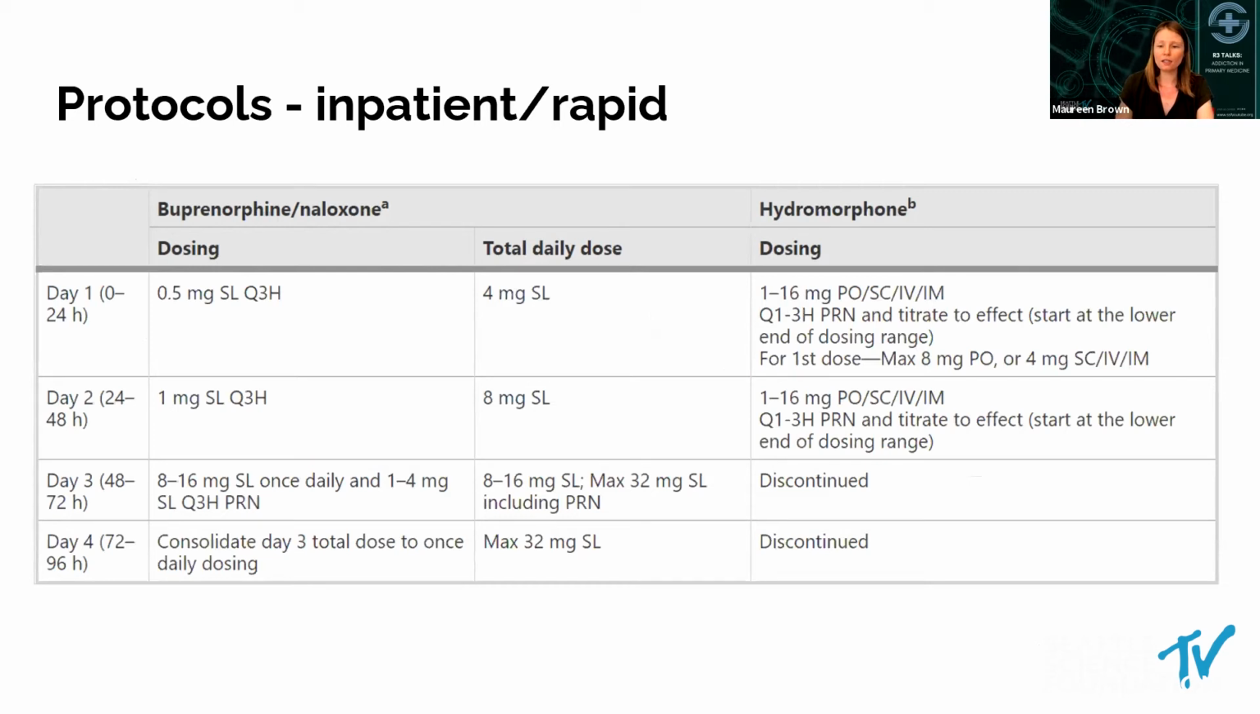This protocol is from a randomized controlled trial that is in progress. And the way that these authors navigated this transition is that they took whatever full agonist a patient was on prior to admission to the hospital and converted all of those morphine equivalents into hydromorphone. So they're only working with one opiate. They know the half-life, it's a little more predictable. And then they rapidly introduced buprenorphine.